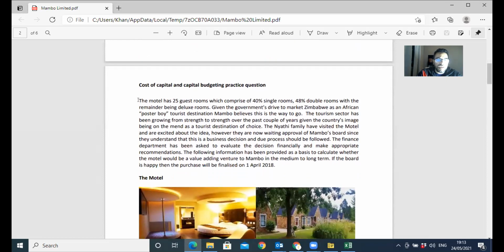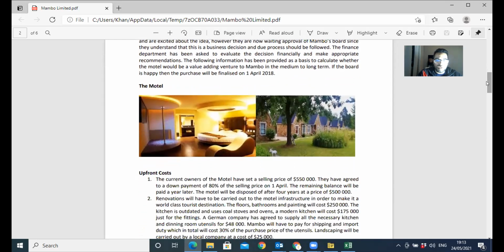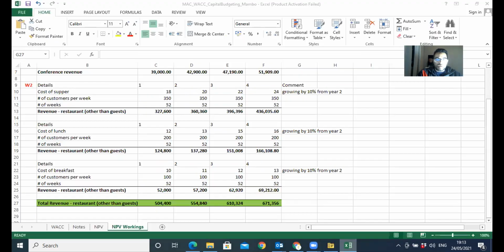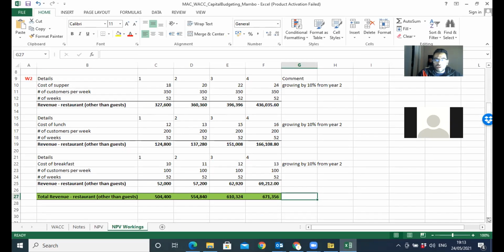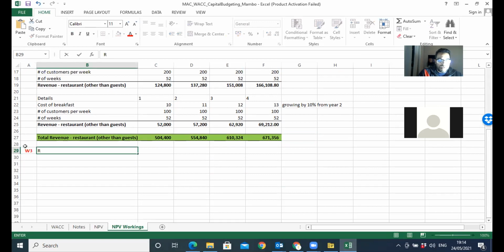Here they say the motel has 25 guest rooms, which comprise 40% single rooms, 48% double rooms, with the remainder being deluxe rooms. So 40 plus 48 is 88, so 12% will be deluxe rooms. Let's have a look. If we go into workings, you'll be able to work out the room split. We just have working 3, room split.